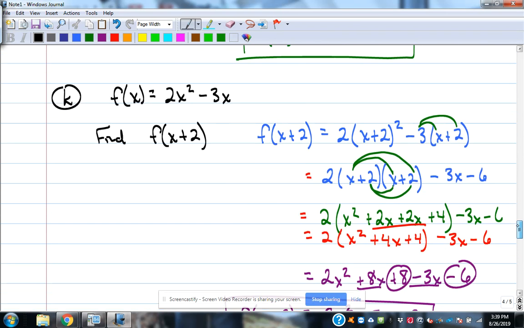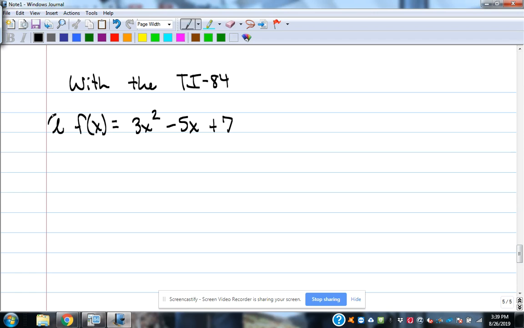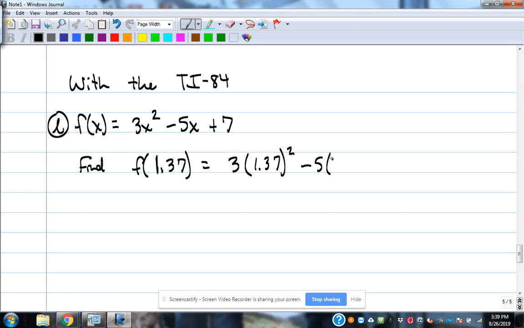I think this is example L, yeah. And let's find f of 1.37, something weird like that. Okay, so doing that by hand, not impossible, but it doesn't make a whole lot of sense, because we're going to get a decimal answer anyway. So this is what we're doing.